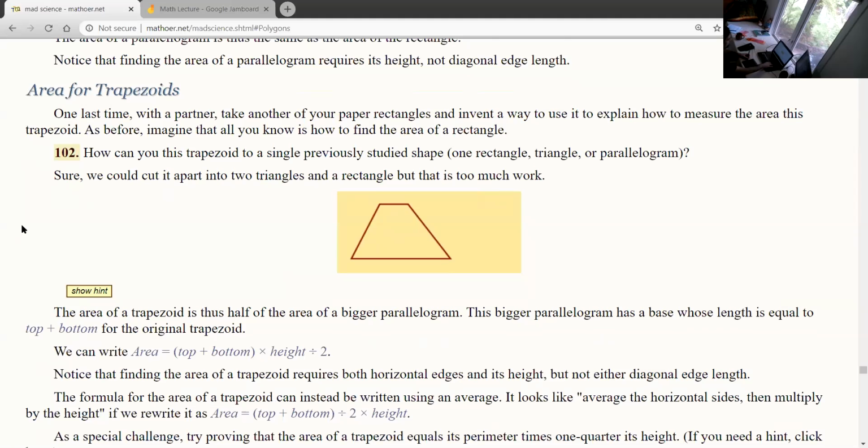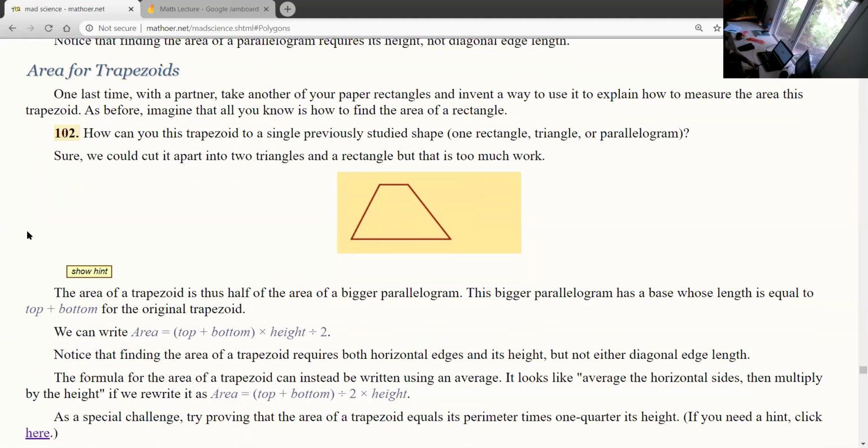Okay, one more shape. So this shape is called a trapezoid. It has a base and a top that are parallel to each other. I'm going to stop my sharing. So it's part of a rectangle, right? The top and the bottom are parallel, but we've taken cuts that could be anything. They're not related to each other. They don't have to be anything.